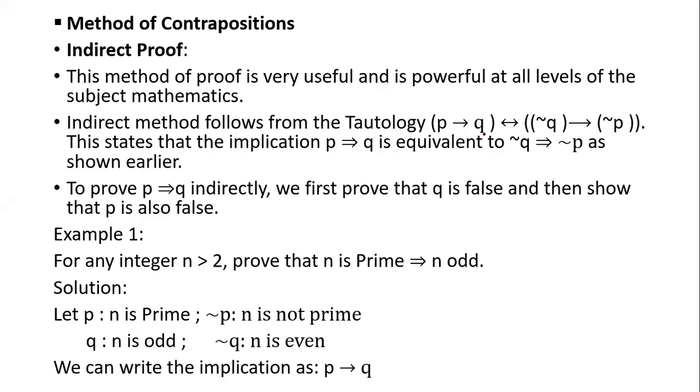Now we have P implies Q. We want to prove it is true. Then we start by assuming that Q is false. Then we prove that P is also false. That's the indirect approach method. Now I want to prove P implies Q. So by starting, we assume that Q is false. Then we prove also that P is false.